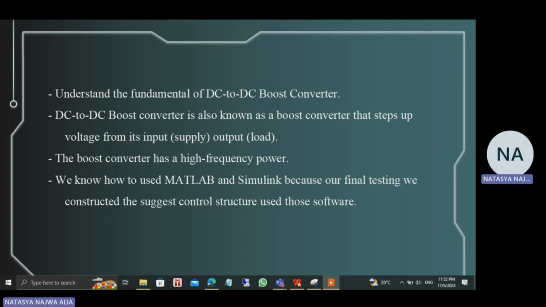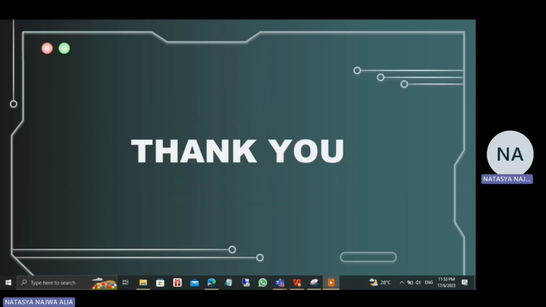And lastly, we know how to use MATLAB and Simulink, because for our final testing, we constructed the suggested control structure using those software. Thank you.